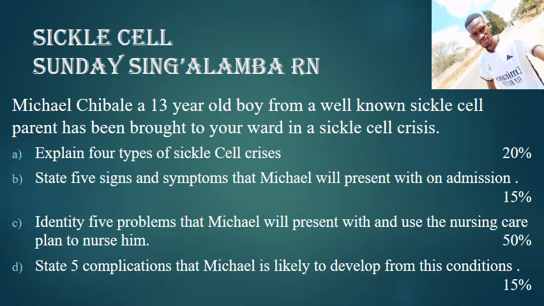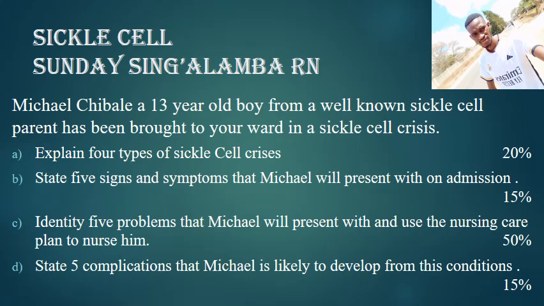The last type of crisis is aplastic crisis. Okay, so in aplastic crisis, here the bone marrow gets suppressed, right? The bone marrow will be unable to produce enough red blood cells, and that inability of the bone marrow to produce red blood cells will result in reduced oxygen carrying capacity, because of the reduction in red blood cells. Remember, the red blood cells are the ones that carry oxygen to all body tissues.